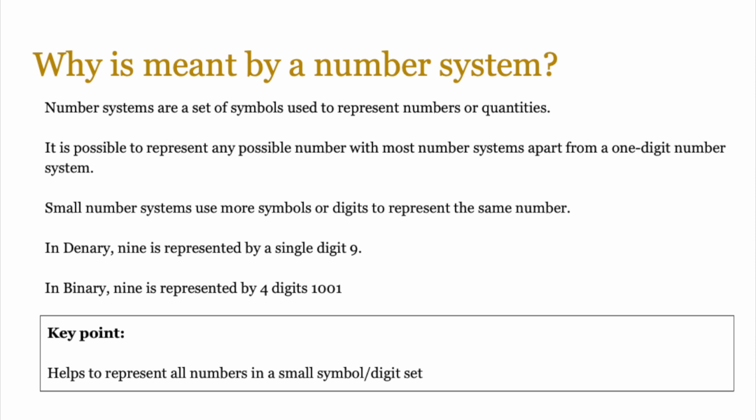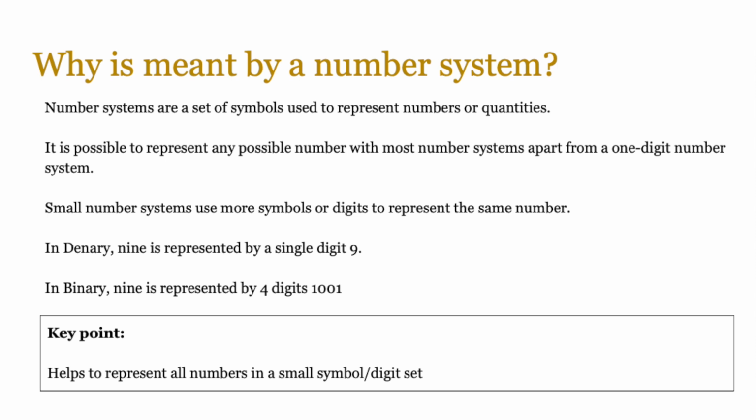Now, it's possible to represent any possible number with most number systems apart from a one-digit number system, because that can only represent one quantity. The small number systems, for example, binary, which is 2, or perhaps octal, which is 8, use a small symbol set. Therefore, you need more digits to represent an equivalent number that perhaps you would use in a denary number system or a hexadecimal number system. An example is in denary, 9 is represented by a single digit 9. In binary, 9 is represented by 4 digits, 1001. So you need to take up more screen space to represent the same number.